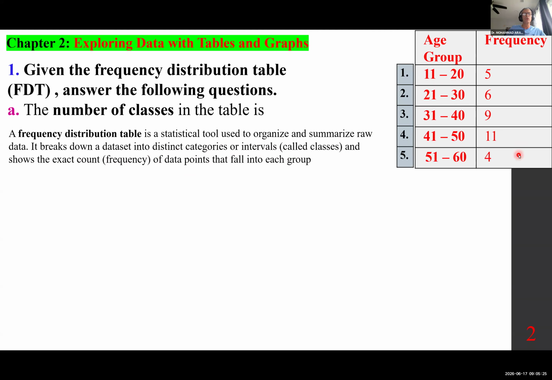So having said that, notice this is 1, the first class, second, third, fourth, fifth. Therefore, the answer for the first question is 5. The number of classes. How many classes? 5.